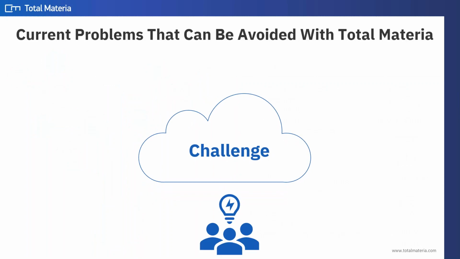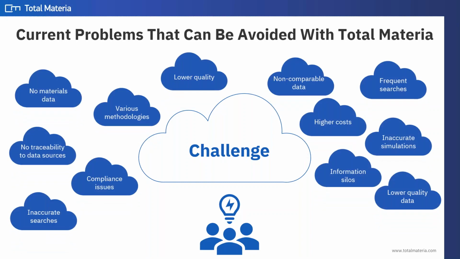I'm going to share with you now some of the current problems that could be avoided with Total Materia. We actually collected all these different phrases from our current customers. Of course, the first problem that could be avoided, no material data at all. Lower quality data, non-comparable information, constantly doing the same searches, finding materials that are of higher cost, inaccurate simulation, multiple different information silos, lower quality data, compliance issues, and I'm sure we could go on and on about all the different challenges that you might be currently facing.